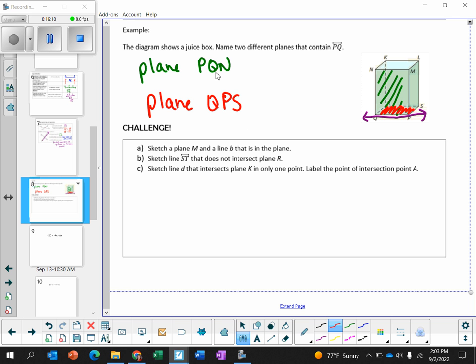And just to note, the letters can go in any order. You don't have to have PQN. It could have been NQP or NPQ or QNP. It does not matter. All right, so that's it for the lesson. There is a challenge here if you'd like to try it. So again, if you're going to try those problems, you can pause and then you can check your answers. Otherwise, this is the end of 1.1.